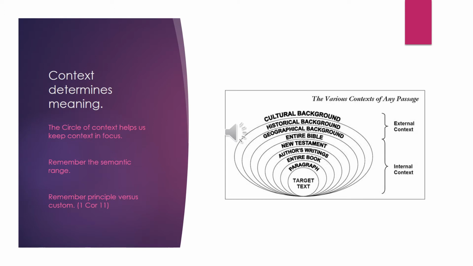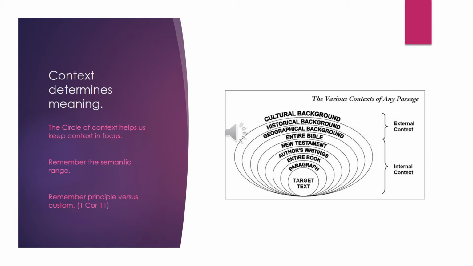Part of the joy of this class is that there were various ways that were taught to help us decide how to interpret the particular passage that we're reading. The number one thing that was reiterated time and time again is that context is king because context determines meaning. On the right, you'll see a photo of the circle of context. This helps us keep context in focus.